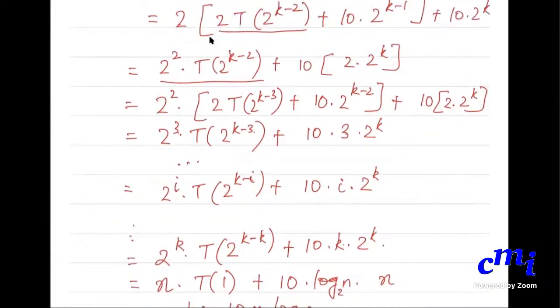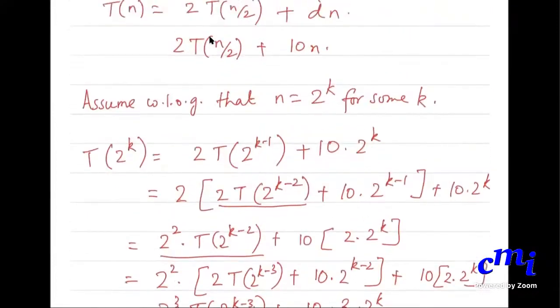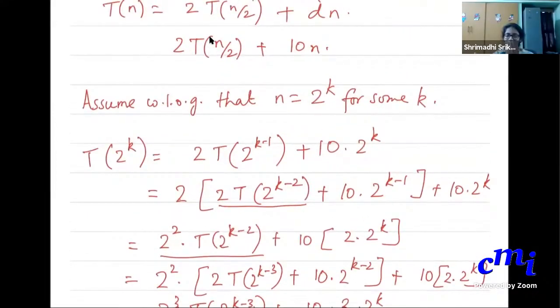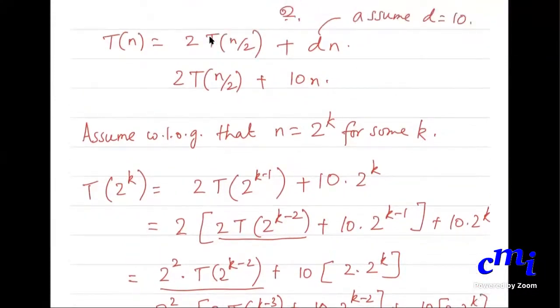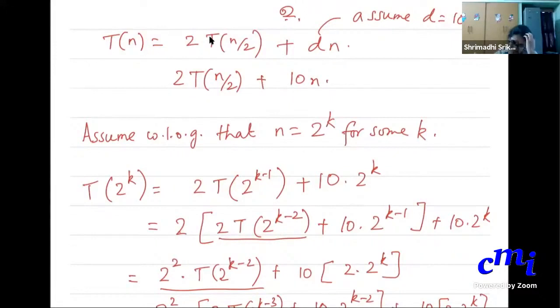Yes, Srimati, is it clear? You wanted to scroll up. I don't understand why we assume d is 10 or something. Okay, what do you want to assume? D is order n. Order n means it is some constant into n. Oh, it's a constant. Okay, yes, sir. That is all. D is some constant.